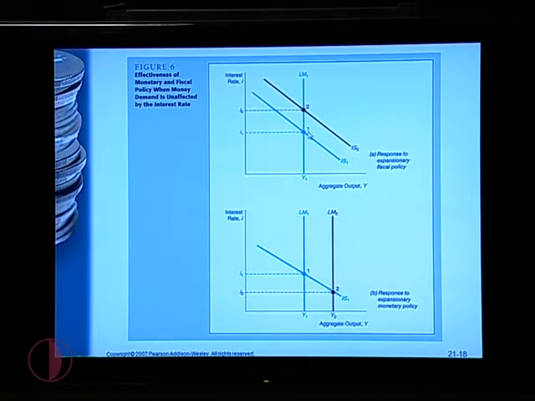This is I1, this is point 1, and this is Y1. When LM is fixed, IS1 shifts from point 1 to point 2, to IS2. Interest rate is plotted against aggregate output where the IS curve is fixed, while the LM curve moves from point 1 to point 2, and aggregate output increases from Y1 to Y2. The interest rate also decreases from I1 to I2. This we call the response to expansionary monetary policy, while this is the response to expansionary fiscal policy.